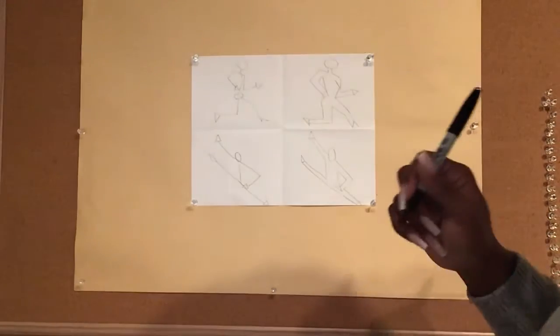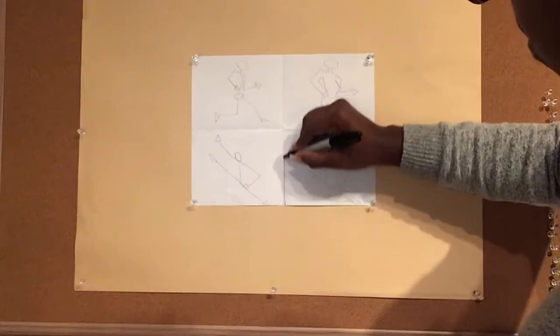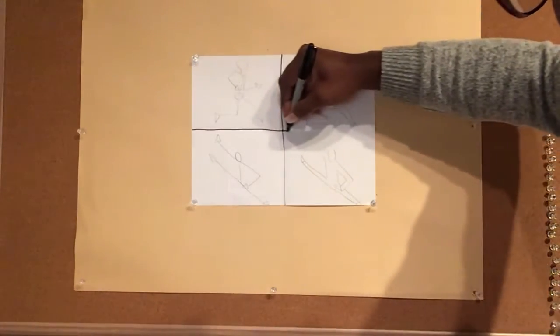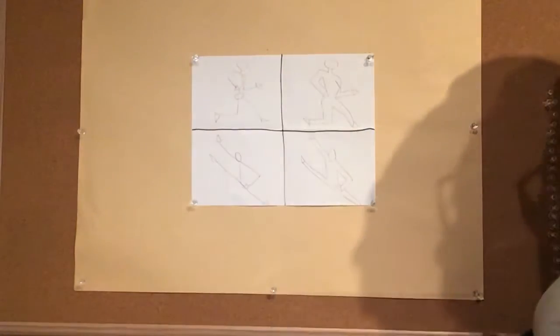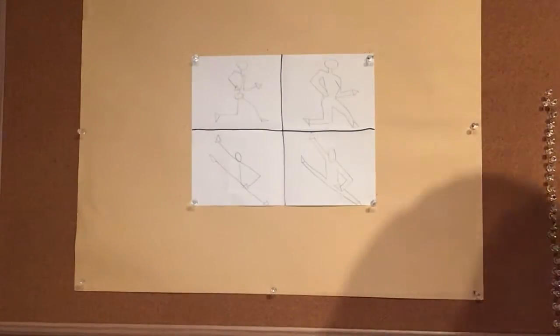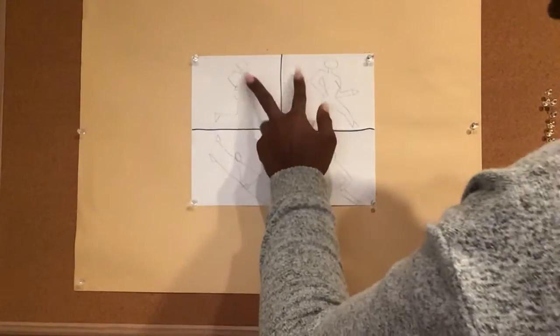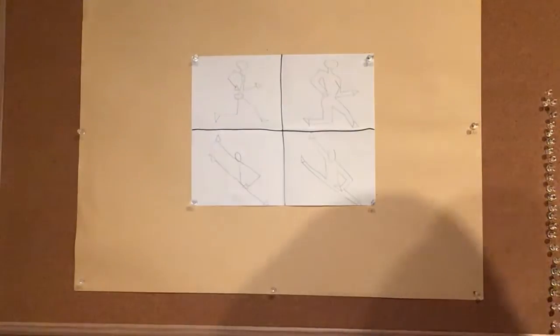So we should have folded our paper into the 4 squares. Go ahead and block it off. So you should have 4 spots, okay? We're going to do our stick figures on this side, and we're going to do our box figures on this side. So these 2 squares are for the image that we just saw, okay?